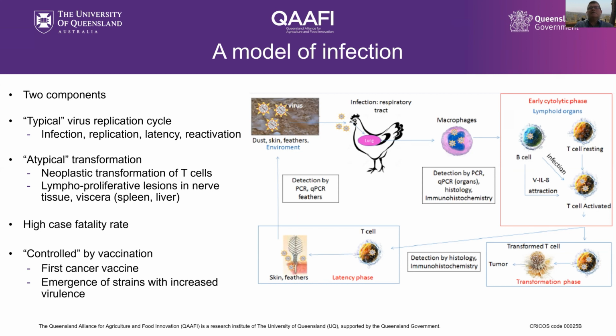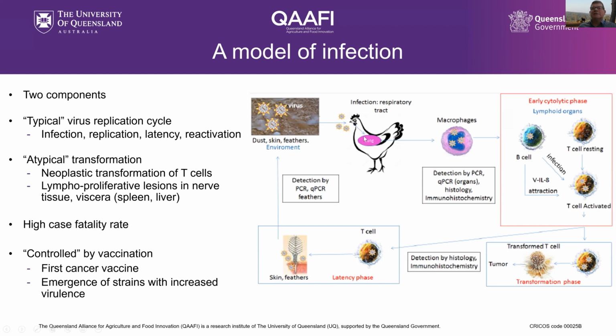The second part of Marek's disease is atypical, and that is because it involves a transformation, developing into a cancer. As we can see here, one of the key features of Marek's disease is that it has the capacity to persist in the production environment. We think the main mode of infection of birds is that they inhale dust from the production environment.